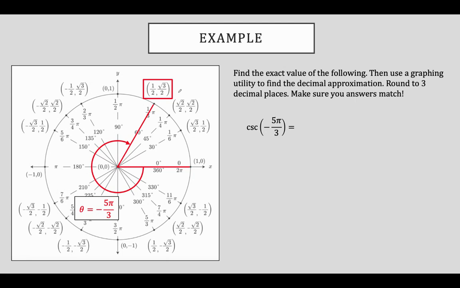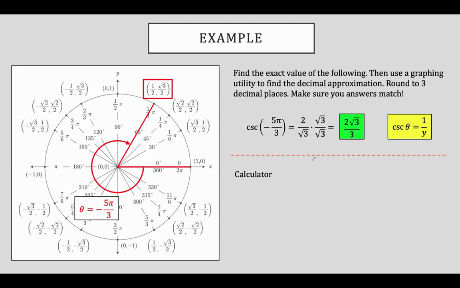Our definition for evaluating cosecant. Remember, cosecant is the reciprocal of sine. That's going to be 1 divided by the y-coordinate. Well, here's my y-coordinate, root 3 over 2. Remember, the quick trick for taking 1 and dividing by something is to just flip the fraction. We want the reciprocal of root 3 over 2, which is 2 divided by root 3. Remember, rationalize your denominators. We can do so by multiplying by root 3 over root 3, giving us 2 root 3 divided by 3 for our final answer.